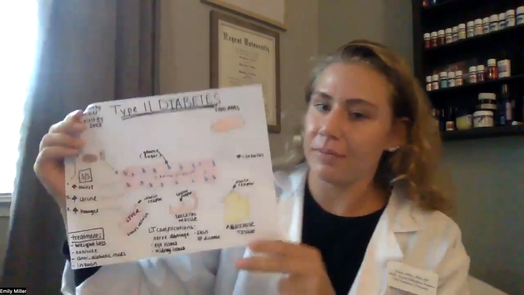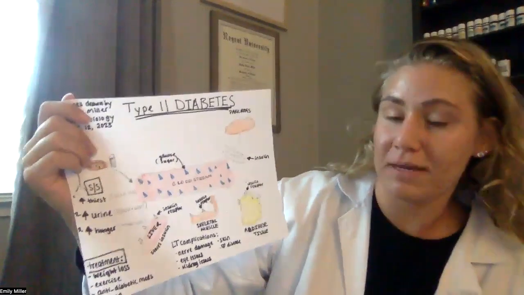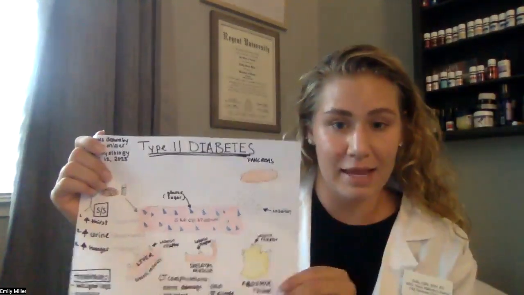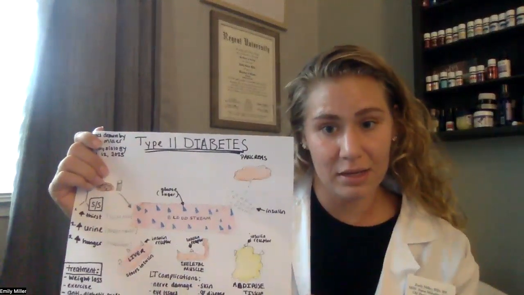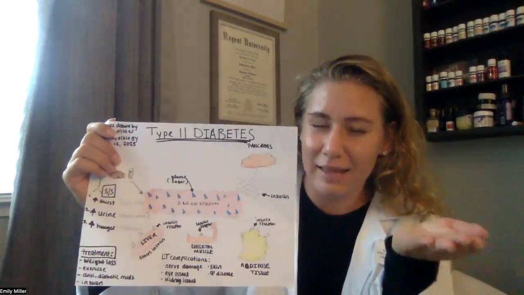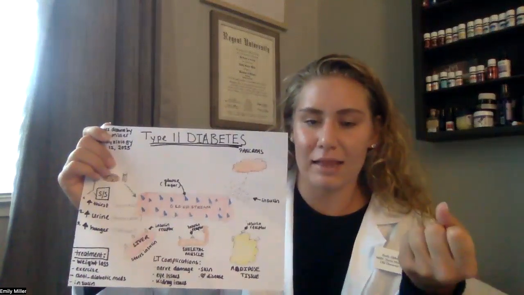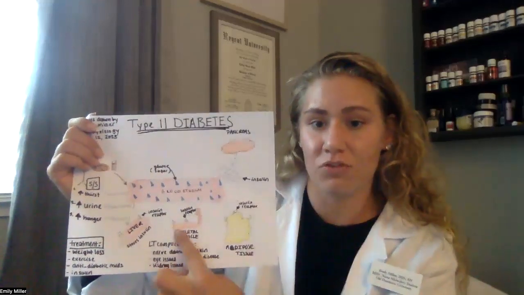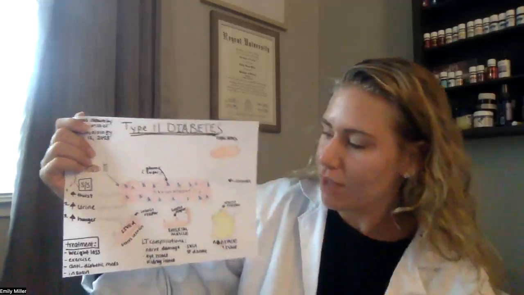And then the third could be increased hunger because those cells are not getting the sugar that they need. Because again, the insulin, the receptor isn't letting, it's like a key, and it's not opening up and letting that sugar get into the cell. So we could see increased hunger.